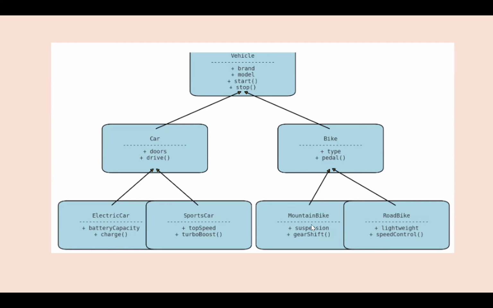On this side, mountain bike will get all the properties of a vehicle, that means brand, model, type, and also the suspension property that was defined in the mountain bike class. With respect to methods, mountain bike will get start and stop from the vehicle class, pedal from the bike class, and gear shift from the mountain bike class. So in case you want to add new functionalities, you can decide where you want to add. If you add that to the bike class, then that method will be available in all of the subsequent classes.